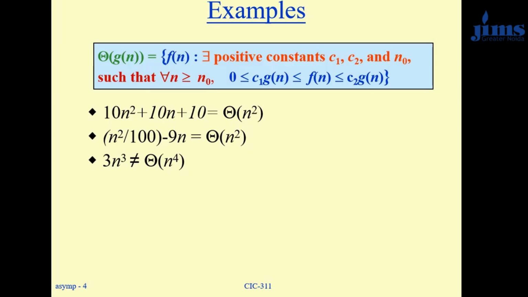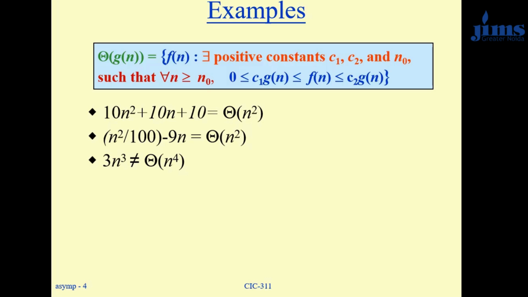So we have found the values of C such that for one C, C g(n) is the lower bound, and for the other C, it is acting as the upper bound. That is why we have proven that n square by 100 minus 9n is theta of n square.